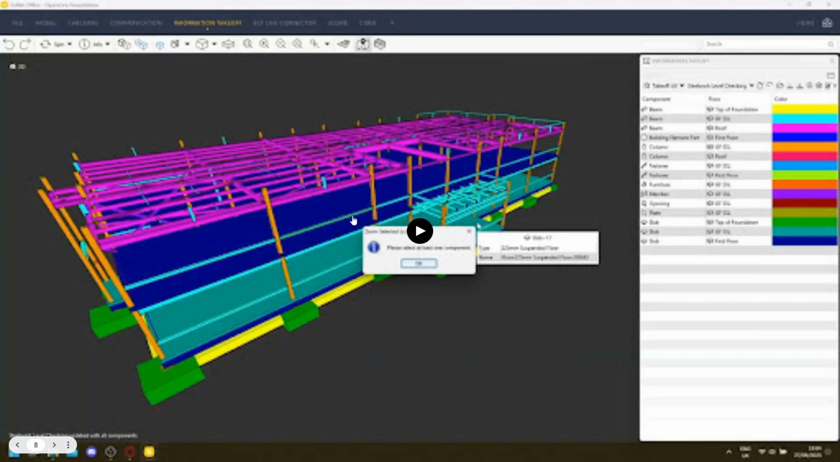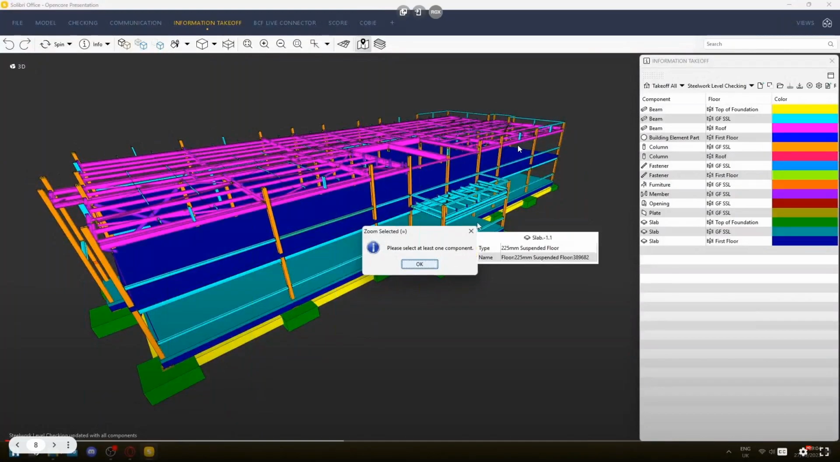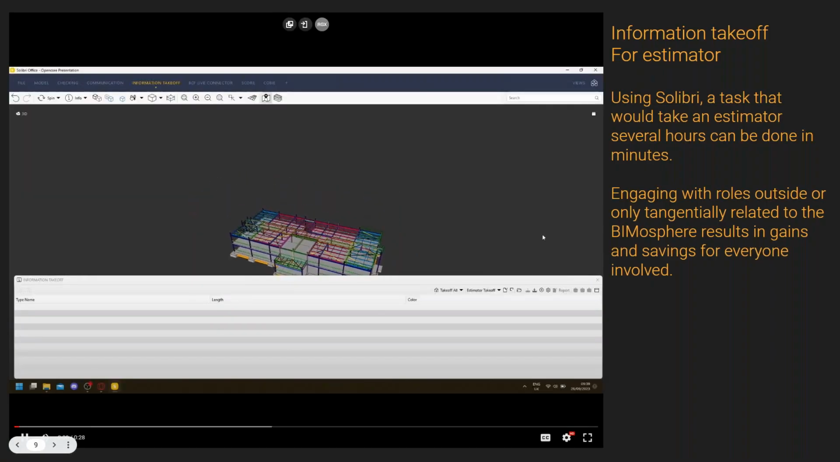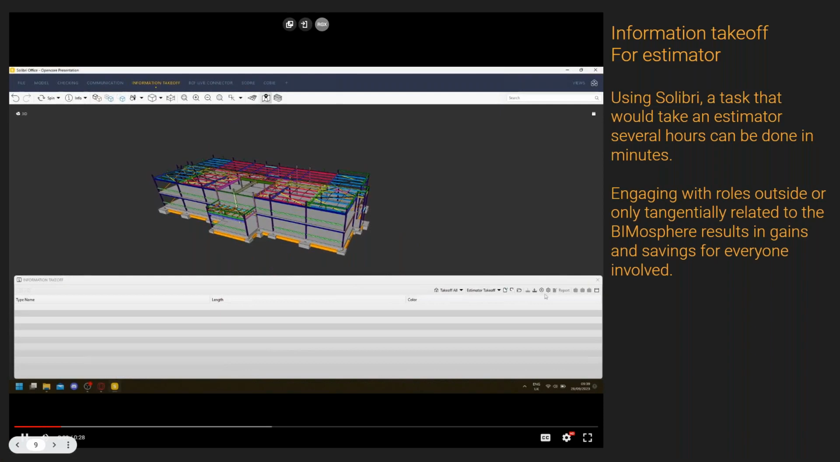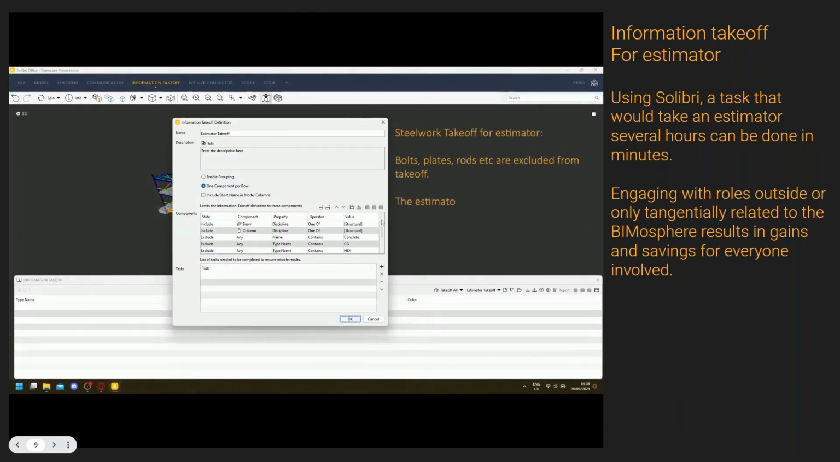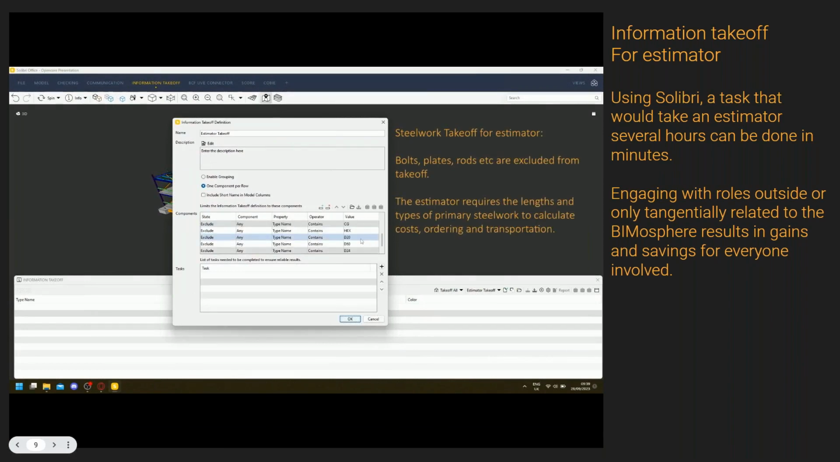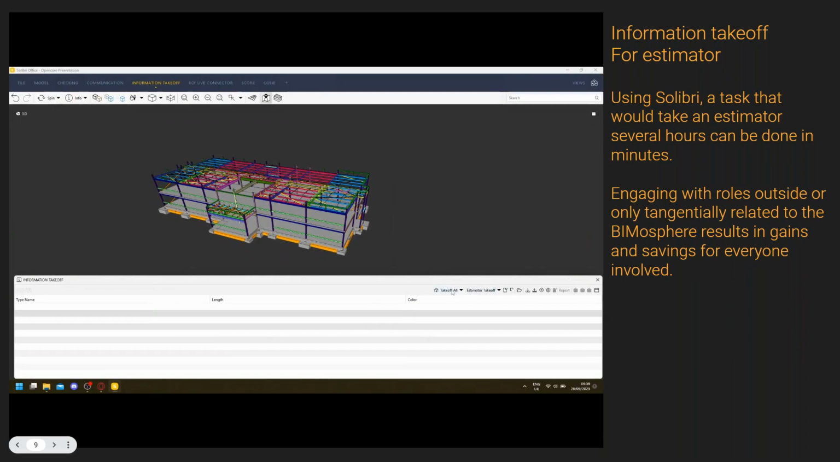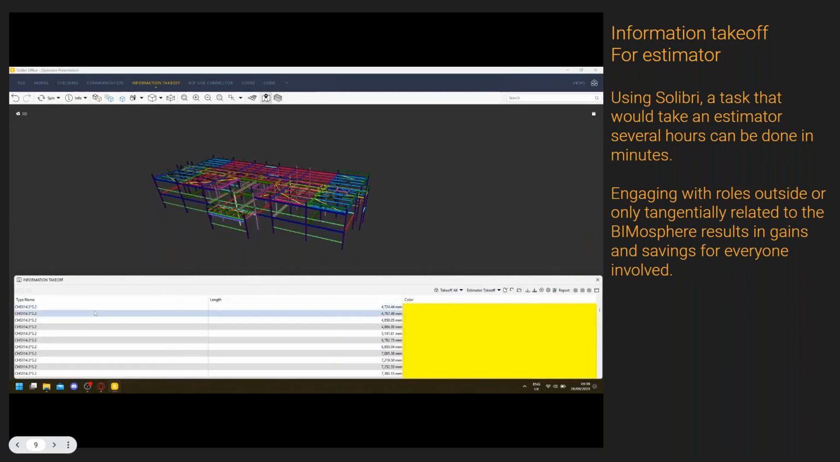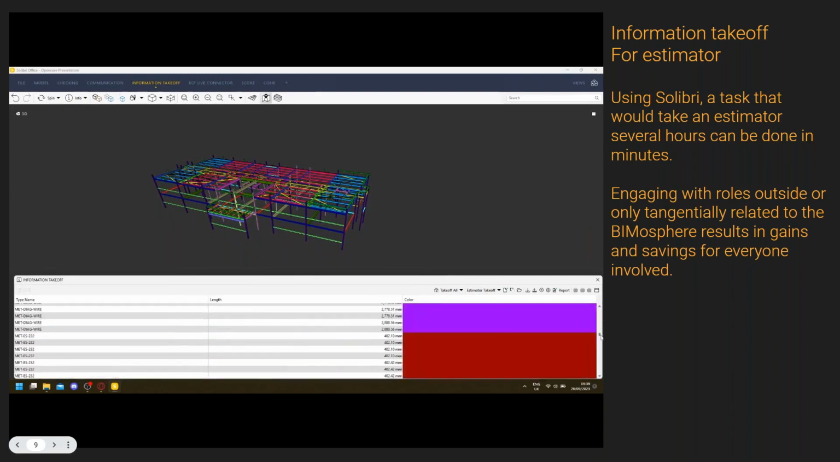Staying in a sort of contractor environment, I'm just trying to move on to my next slide here. There we go. This is an example of an information takeoff for an estimator. Once more, this is a straightforward Solibri exercise that my estimator just wasn't aware of. So this just came out of a conversation with an estimator who I just happened to be hot desking with.